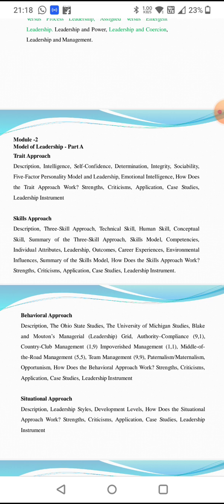And next is the skills approach. In this skills approach, you will again learn about the different skills which the leader comprises of, and the competencies which are available along with those skills, and again the strength, criticism, application of those, case studies, and leadership instrument. So in all these approaches and models, they have in common the strength, criticism, application of those approaches, the case studies depending upon those approaches, and the leadership instrument related to that particular approach, right? So we'll be learning the same with respect to all the approaches.